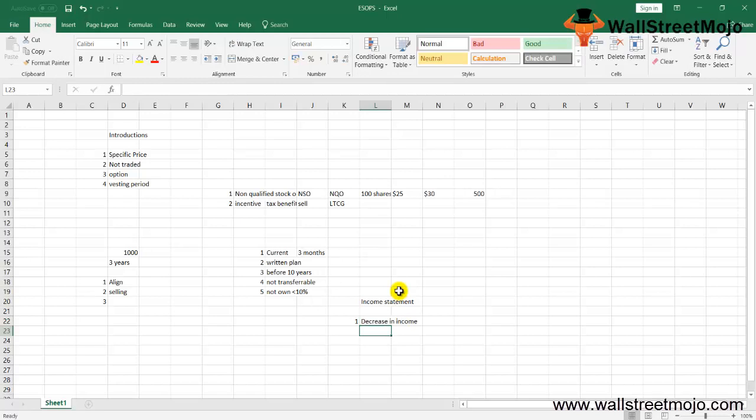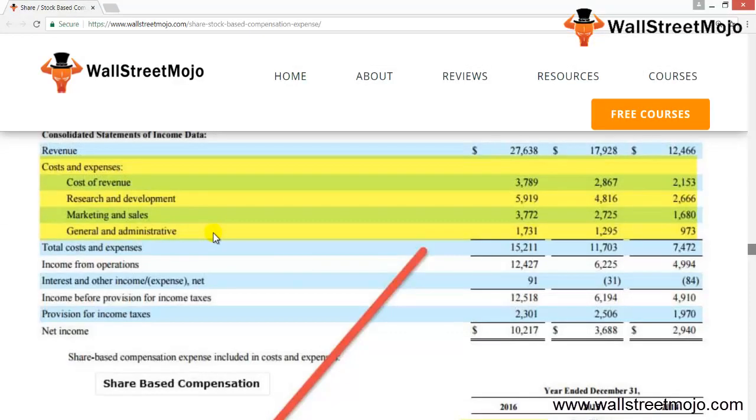Now let's have a look at Facebook's income statement. Here the cost and expense include the share-based compensation expense. This expense reduces the net income. We'll also note that Facebook has provided a breakup of the stock-based compensation included under each cost expense item. So overall in 2016, Facebook included 3,218 million worth of stock-based compensation. Let's have a look. Now here are some of the related costs.